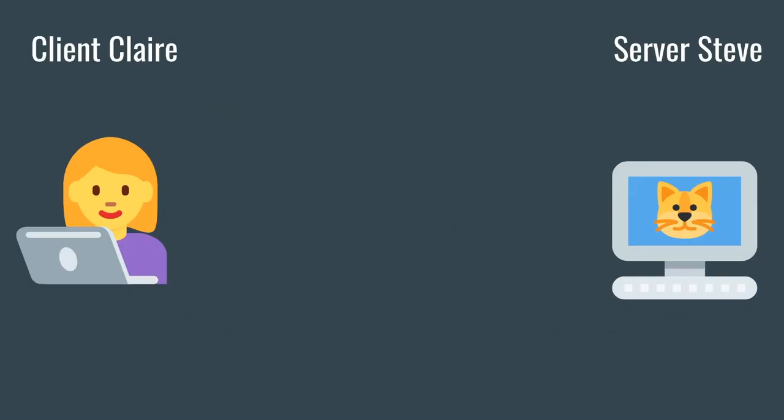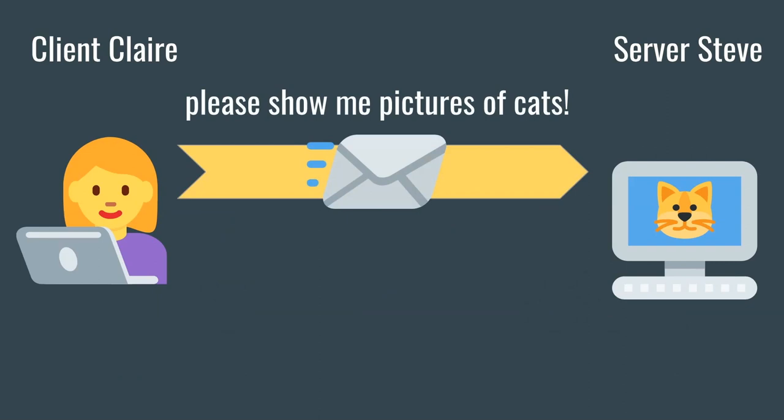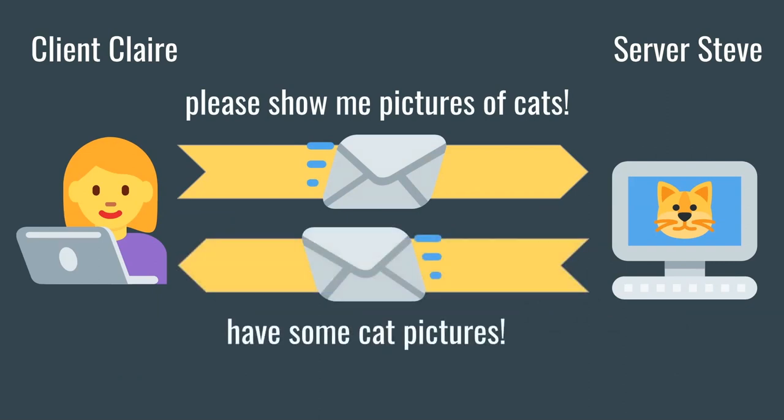several years now. To draw a simplified picture of communication on the internet, we have client Claire over on the left and server Steve over on the right. Claire says, hey, can you please show me some pictures of cats? The server says, oh, sure, and sends back a response containing some cat pictures. This is a very simplified model of how communication on the internet works.